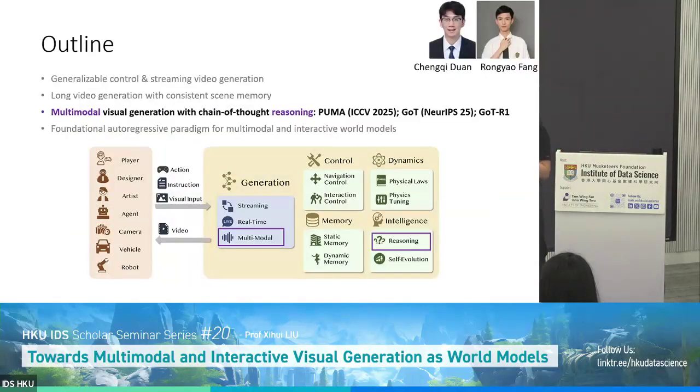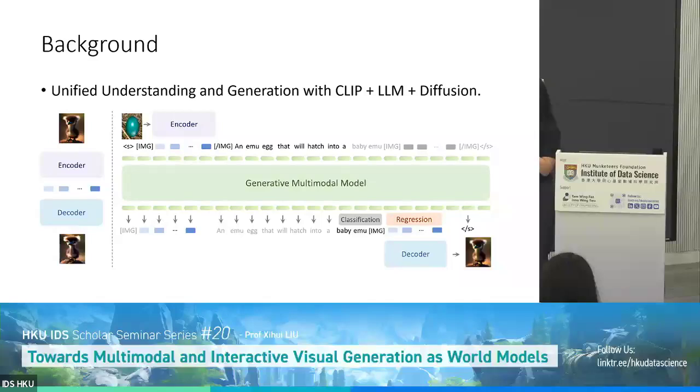So for multimodality, it has been a very hot topic in the past 2 years, and a traditional paradigm would be like this. We use a multimodal language model to predict the semantic visual features, and then we use a diffusion decoder to generate the image. In this pipeline, we can unify image generation and image understanding within a single framework.